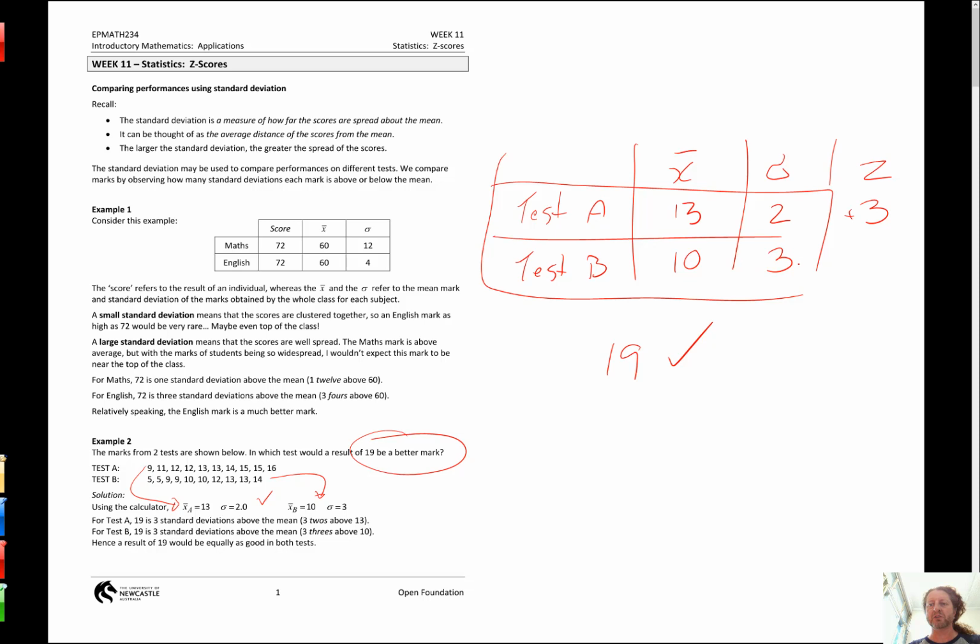3 would be another 3, which would be 19. I actually did the same in both. In both scenarios, I got a Z score of 3. So a score of 19 was just as good in both tests. In both cases, I was 3 standard deviations above the mean.